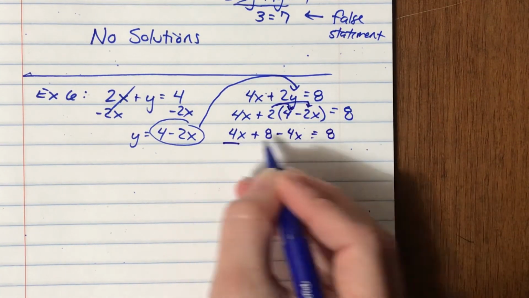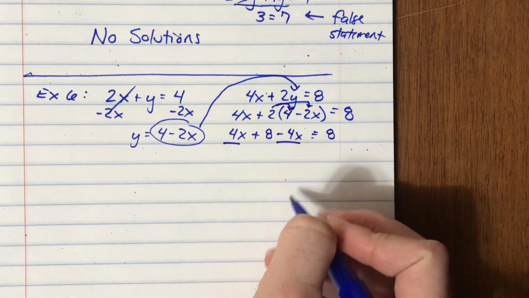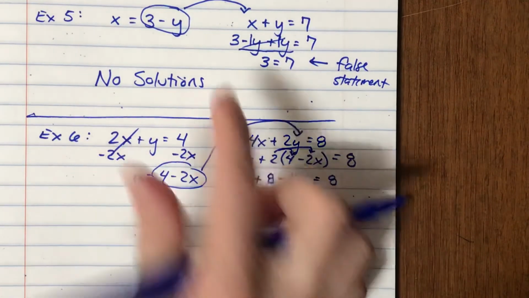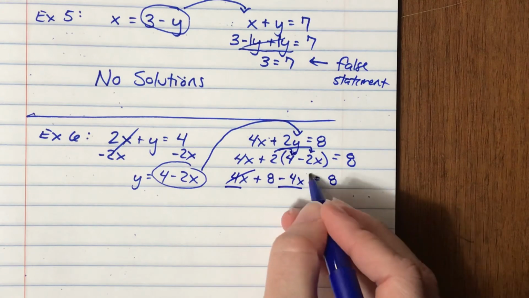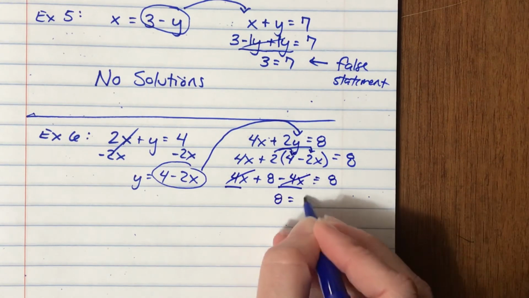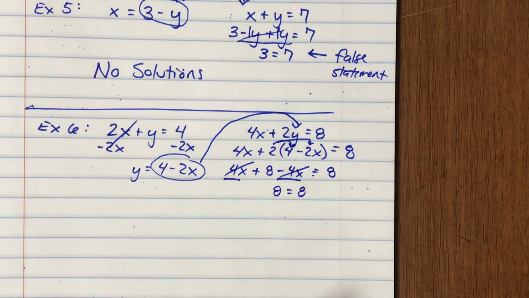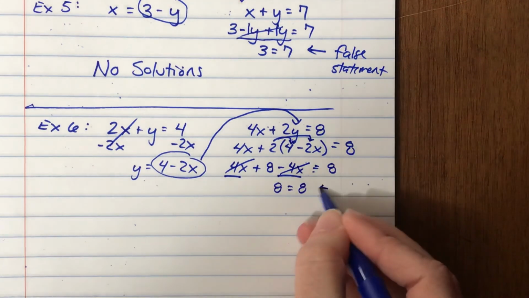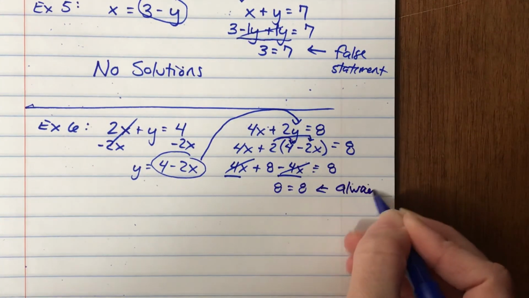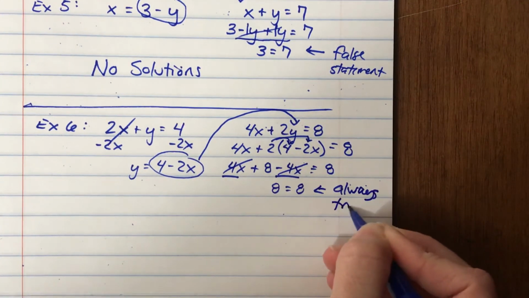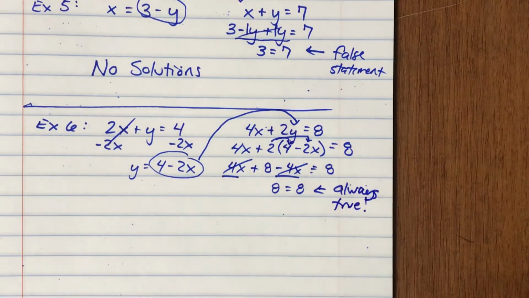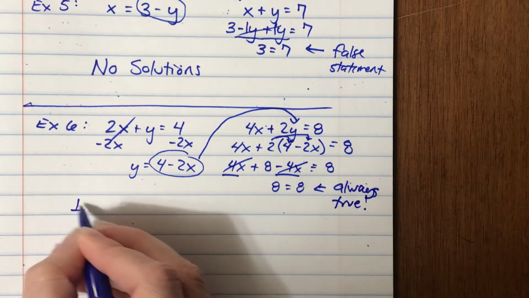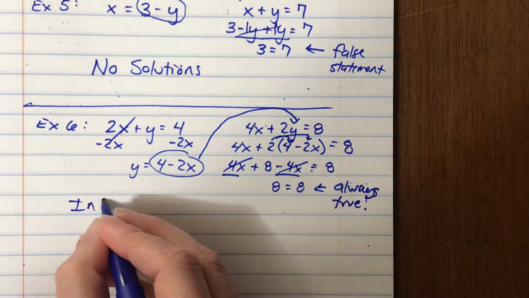And now we're going to combine like terms. 4x minus 4x. Uh-oh, same thing happened, right? As up here, they cancel. 4x minus 4x is 0. But I get 8 equals 8. And now, is that false? Well, no, that's always true. It's an always true statement. And so what do I write as my answer? This is infinite.